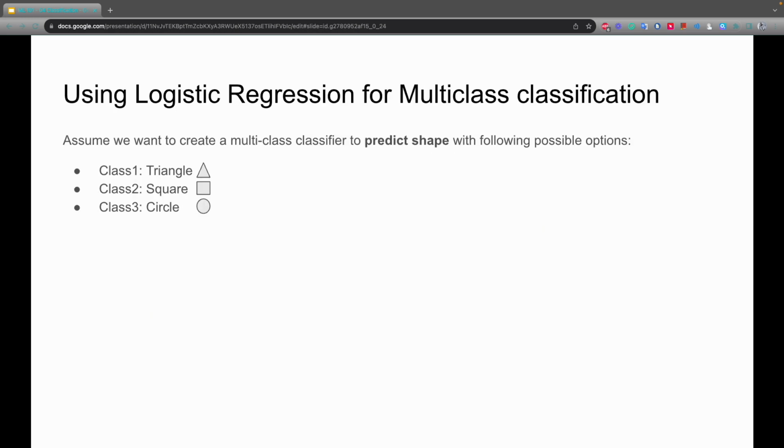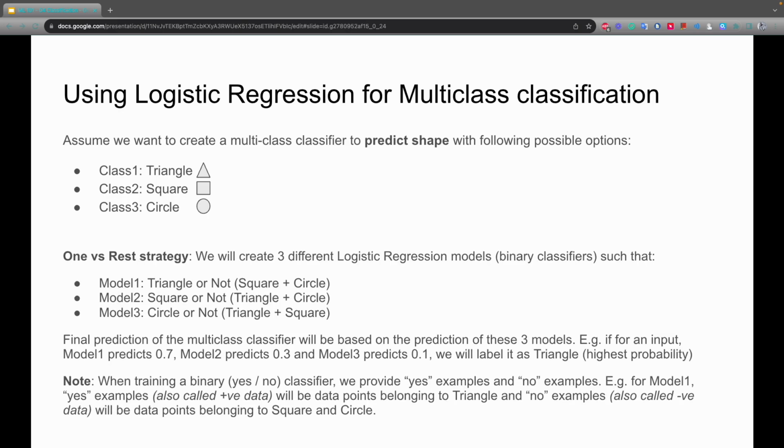The last example clarified how to use logistic regression for a binary classification problem. But how will it work if we have more than two classes? For example, deciding whether an input is a triangle, square, or circle. We solve this problem by mapping it to multiple binary classification problems. Instead of training one multi-class classifier, we will train multiple binary classifiers, one for each class. In this case, we will create 3 binary classifiers, one for each shape, and the final prediction will be made based on which binary classifier outputs the highest probability.